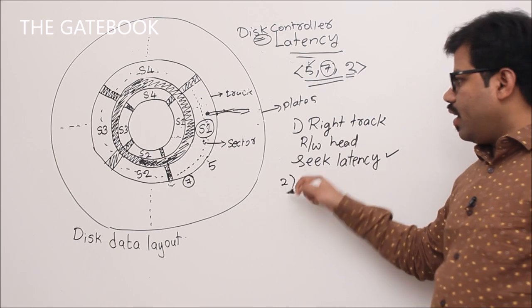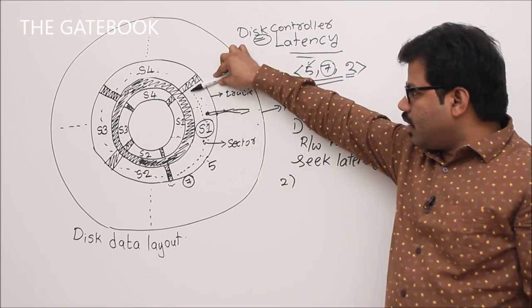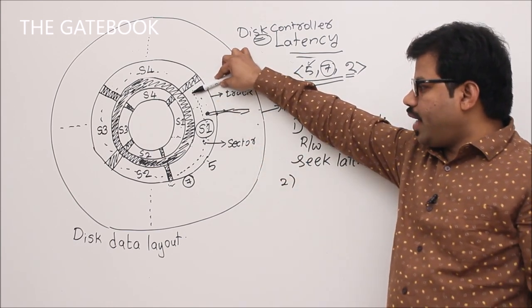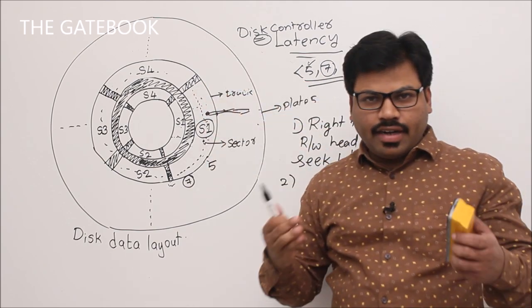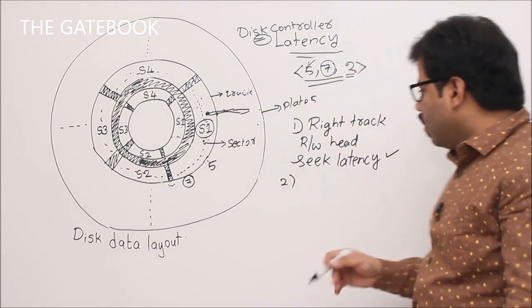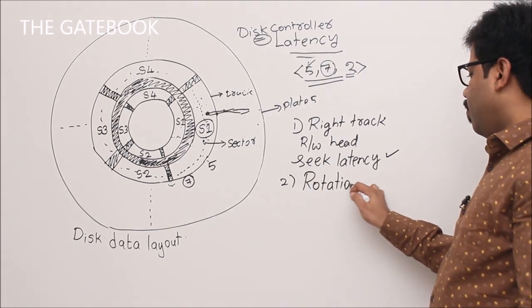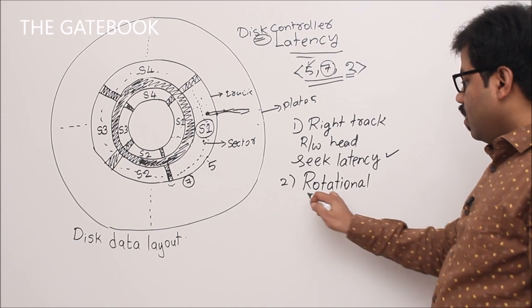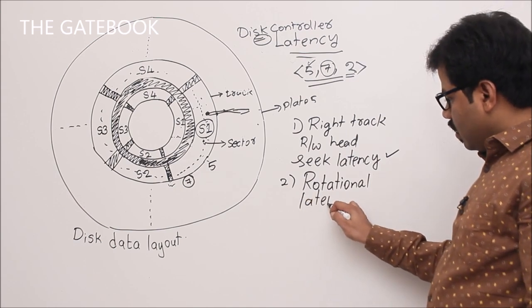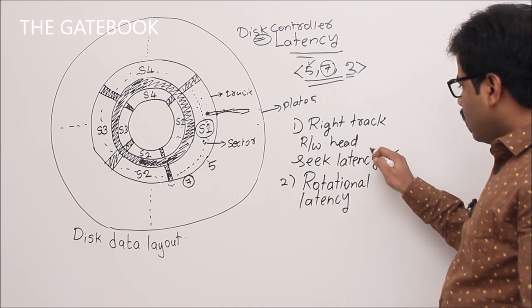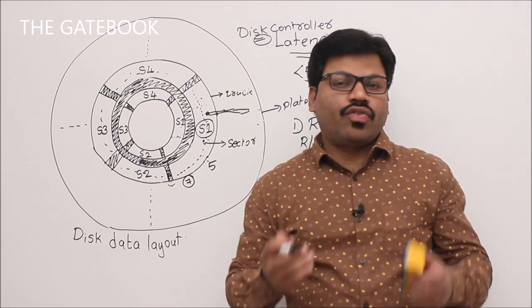Then, once you go to the right track, we rotate the plate in such a way that the right sector comes under the read write head. That is called rotational latency. That takes a lot of time, like seek latency. Why are we discussing all these details? Because these latencies are going to decide our future.